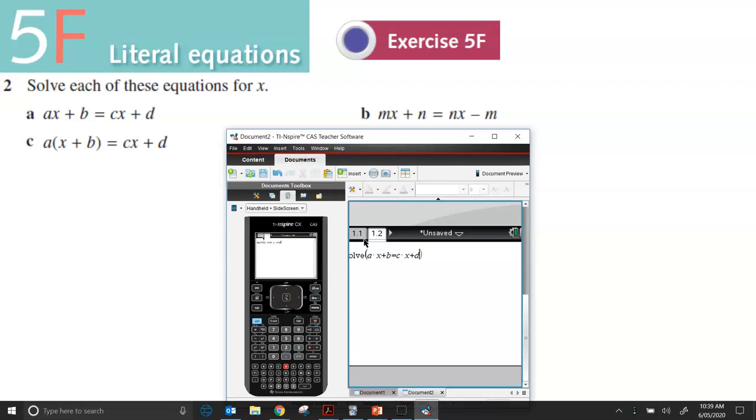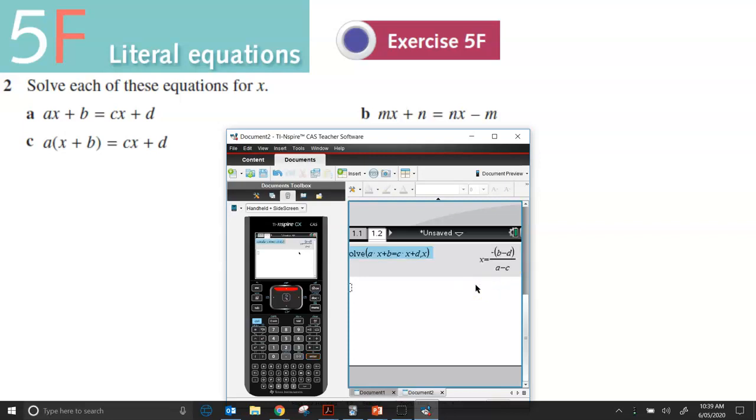Now, I need to also tell the CAS what I'm solving for. If you've used it for solving before, even if you typed in an equation like 5x equals 20, you still need to tell it to solve for x. So we write comma, we write x, and it gives us this, which hopefully is what you got. You may have got something like d minus b over a minus c as well. There's different ways we can give answers.